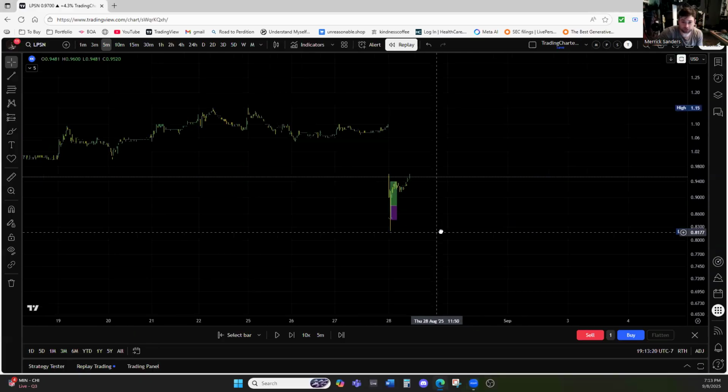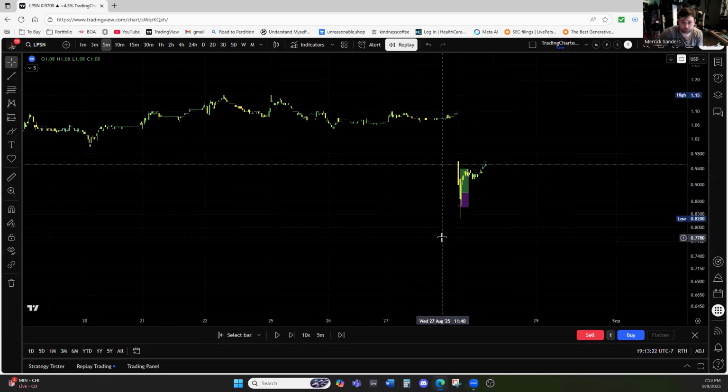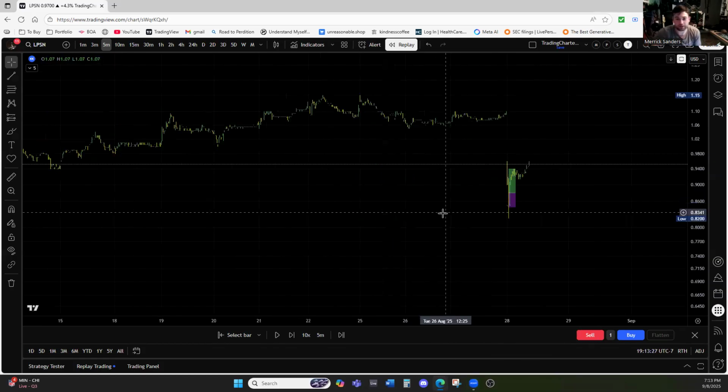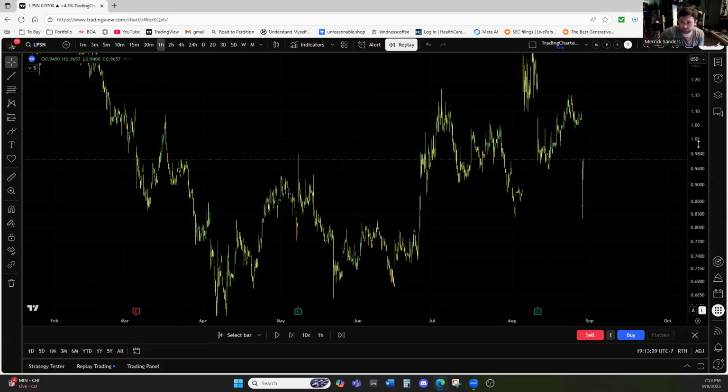All righty. As you can see here on my screen, this is the trade. Disregard the stop loss. Well, I'll explain that in a second. Now, let me zoom out so you can see the context of the price here.